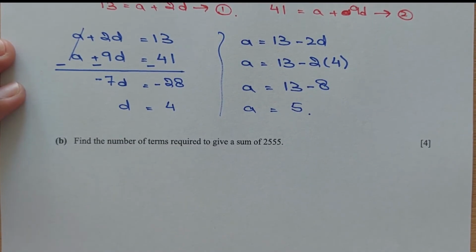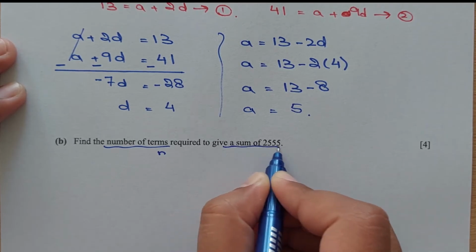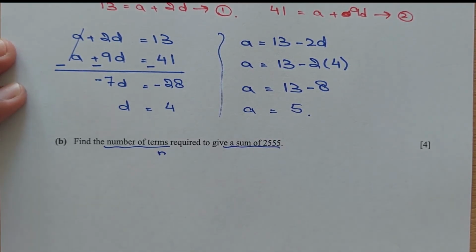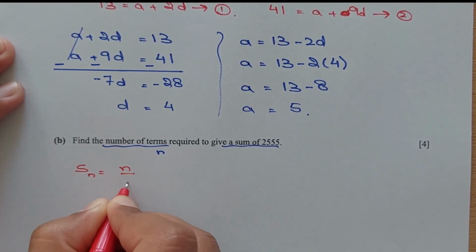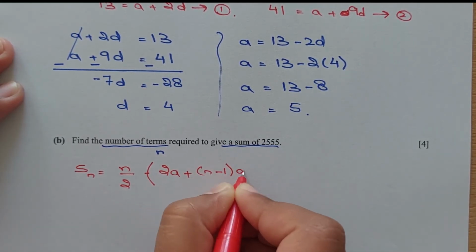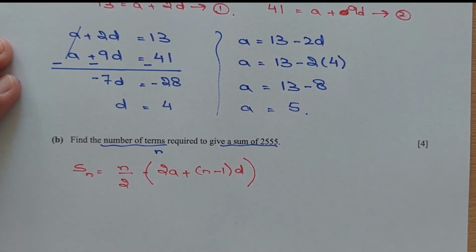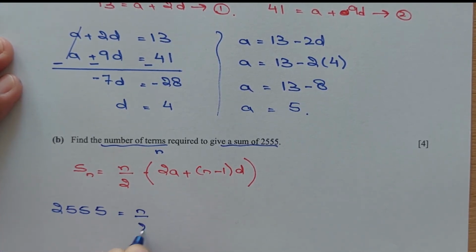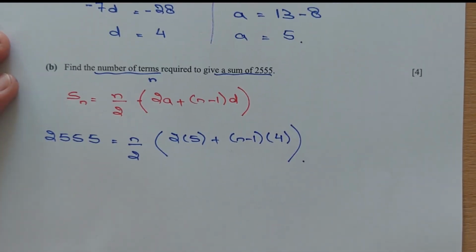Now for part B, find the number of terms required to give the sum of 2555. Okay, so this is an arithmetic progression. Its sum formula is Sn equals n by 2 into 2a plus n minus 1 into d. We know that a is 5 and d is equal to 4, and the sum is 2555. So 2555 equals n by 2, 2 times 5 plus n minus 1 into 4. We have to solve for n, right?